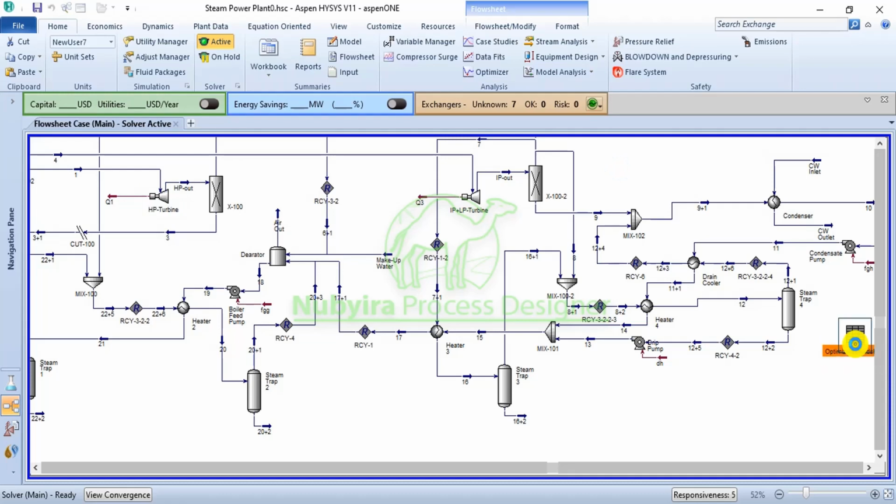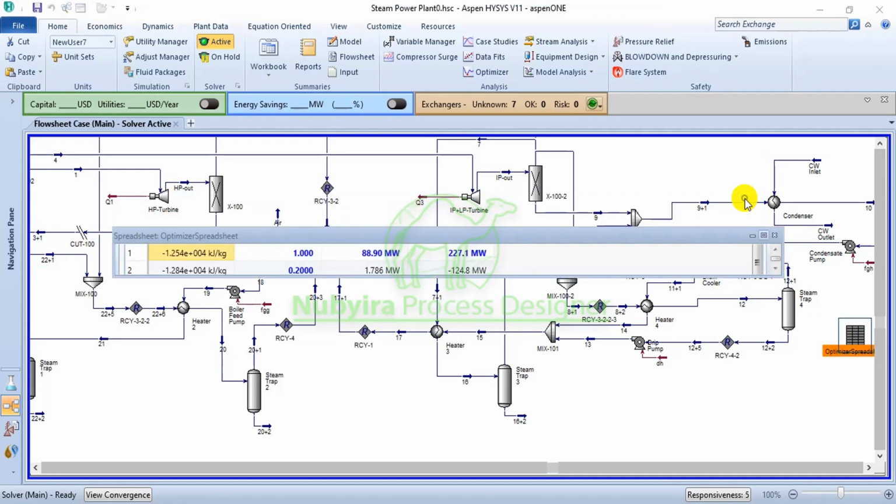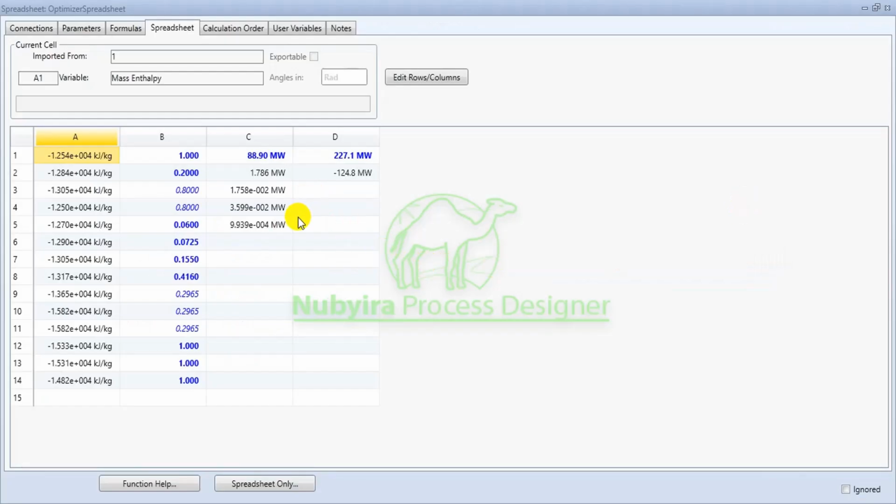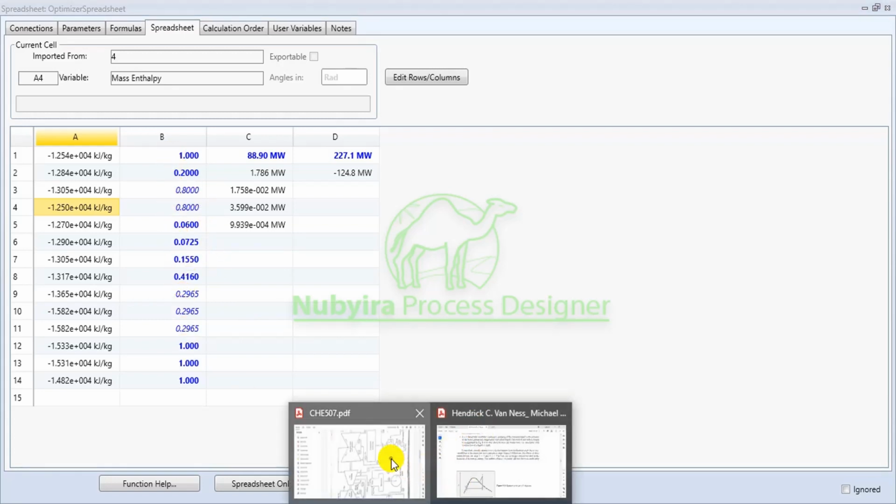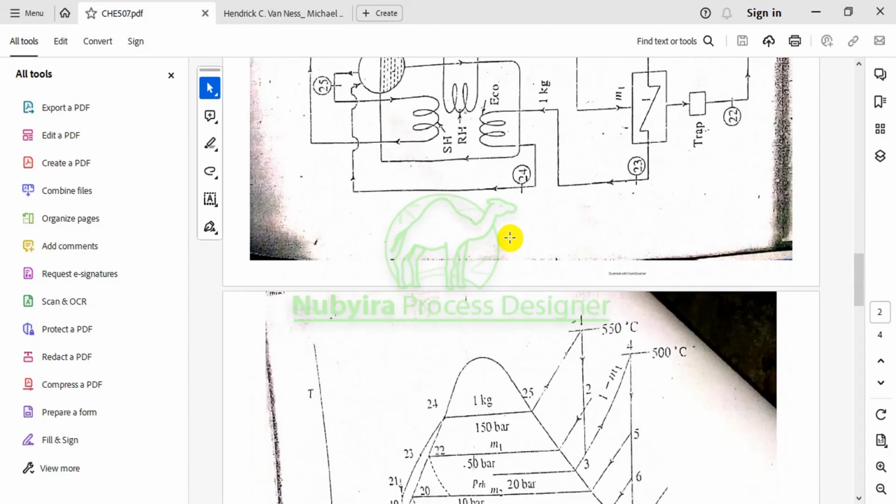Everything is now exported to a spreadsheet to calculate our efficiency and the power production. These are the specific mass enthalpies of the steam of interest, in order to calculate the specific efficiency of the process. So these are the M fractions, that is the steam fractions, because we are using all this M.